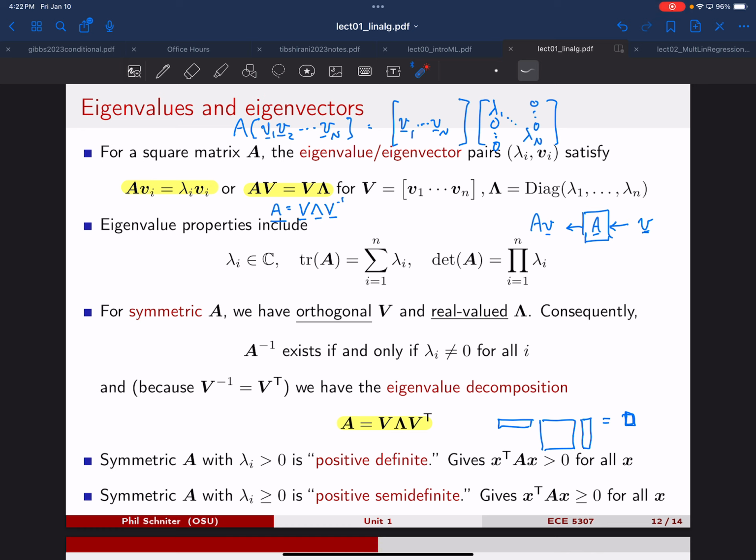Okay, so that's, yes? If A is non-symmetric and the eigenvalue equals 0, can it be inverted? Generally, no, but it's a little bit harder to see it.